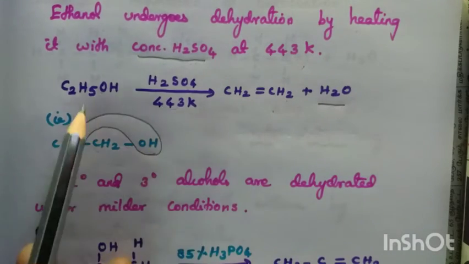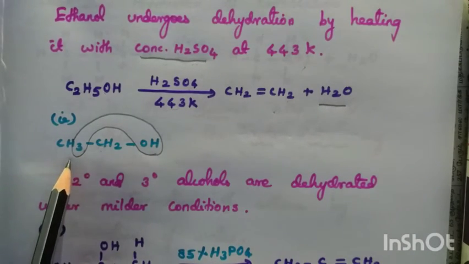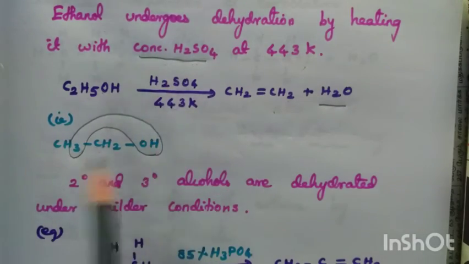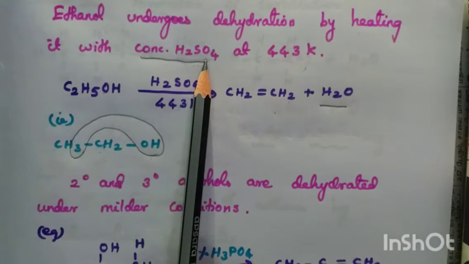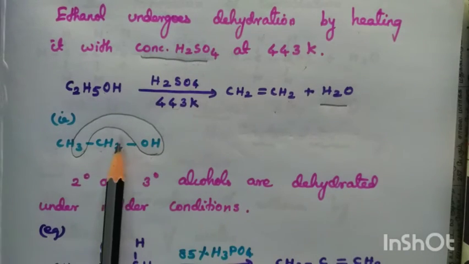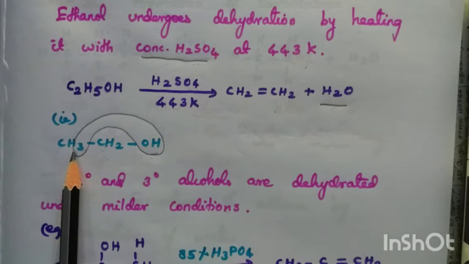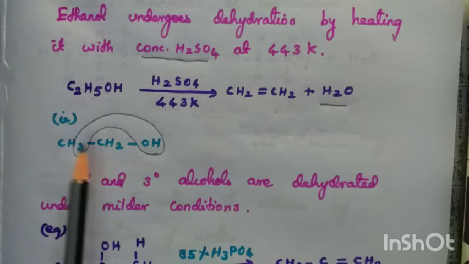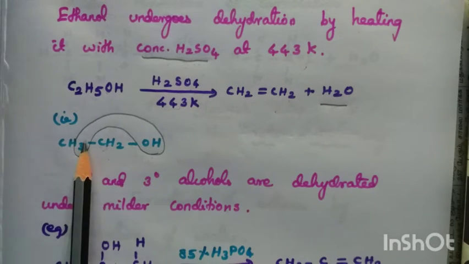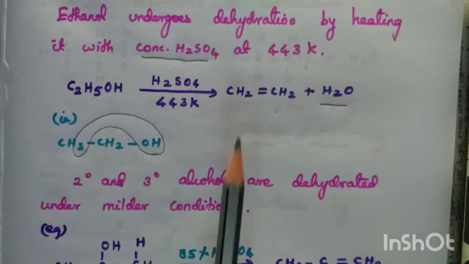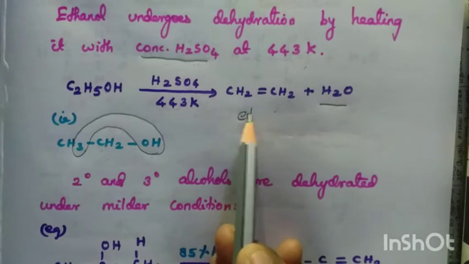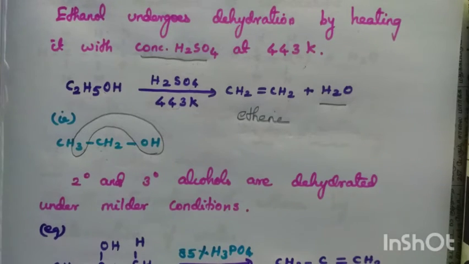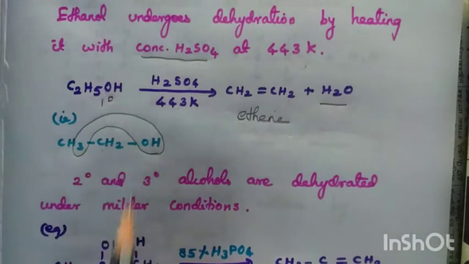How does this reaction take place? Ethyl alcohol can be written like this: CH3CH2OH. H2SO4, concentrated sulfuric acid, is a powerful dehydrating agent. How does the water molecule go out? One hydrogen from one carbon and OH from another carbon goes out. If you remove any atom or group from the adjacent carbon, you have to introduce one bond. So we get this. What is the name of this compound? Ethene, that is ethylene. This is an example for primary alcohol.